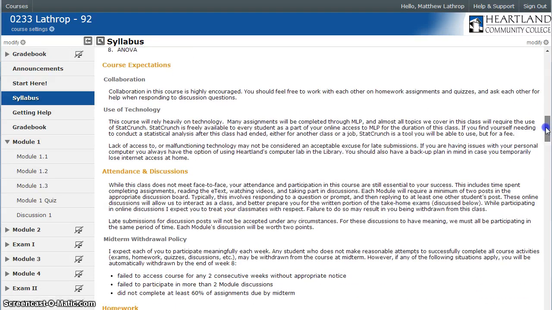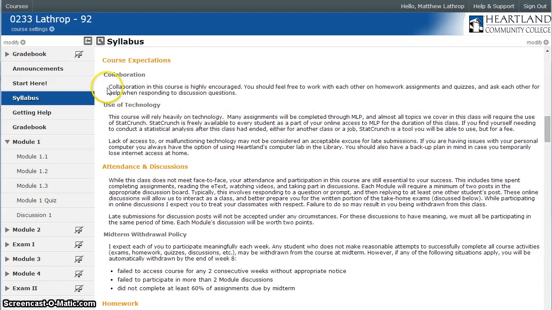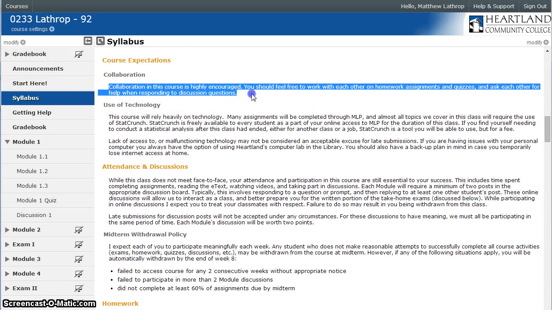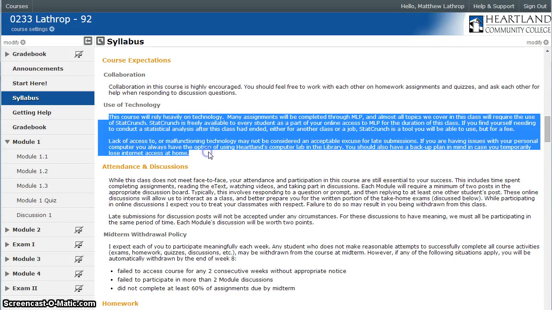I do have some expectations for you in this course. First is that collaboration is highly encouraged. That can be difficult considering that we're in an online class, but I would encourage you to find ways to interact with each other through discussion boards, set up study groups, times to work on homework assignments together. People just tend to do better, particularly in math classes, when you have someone to work with, someone to bounce ideas off of.